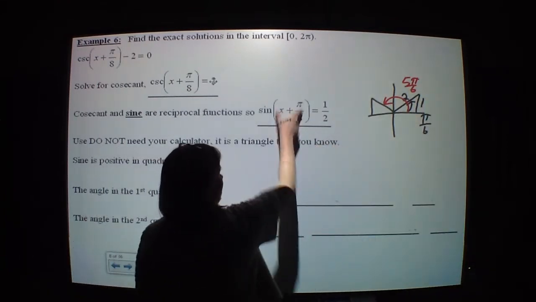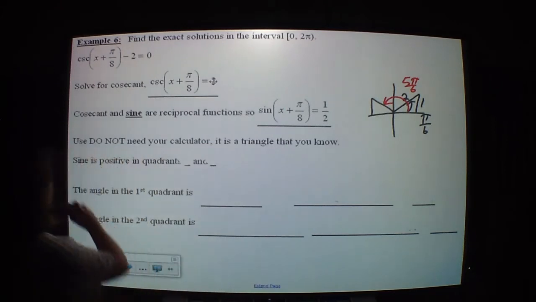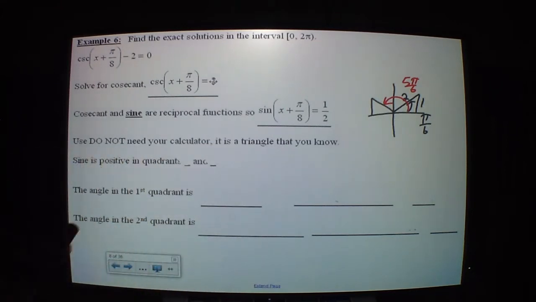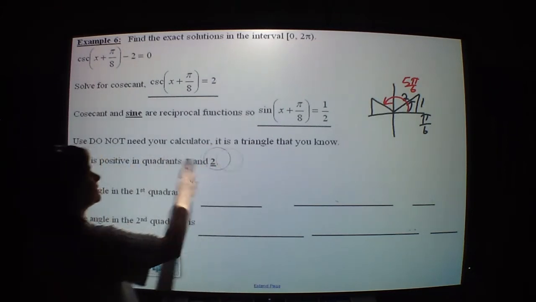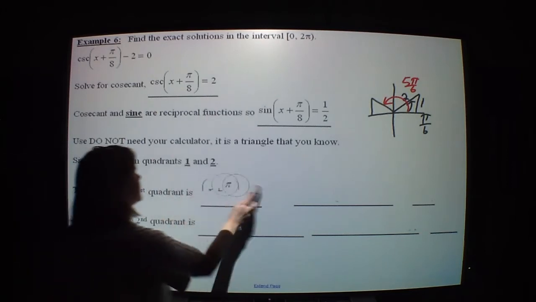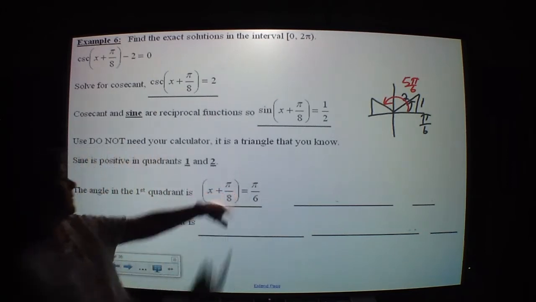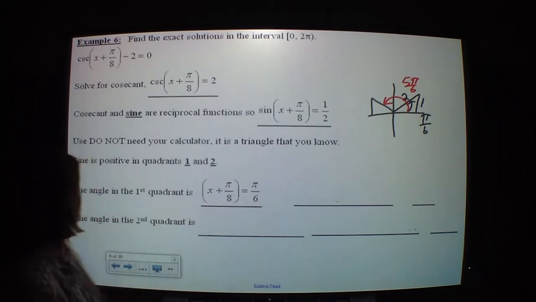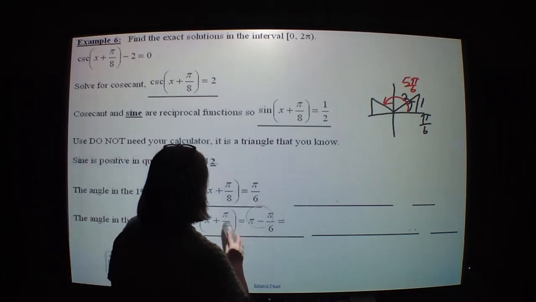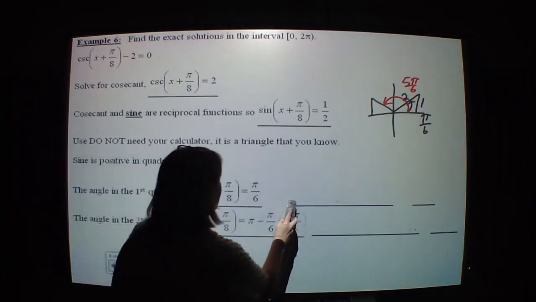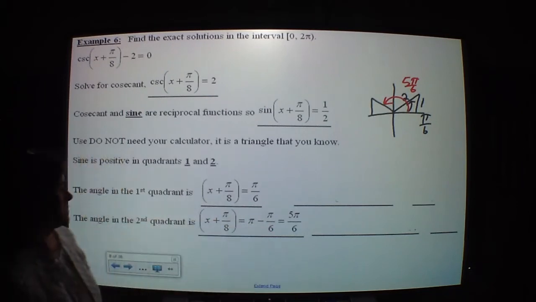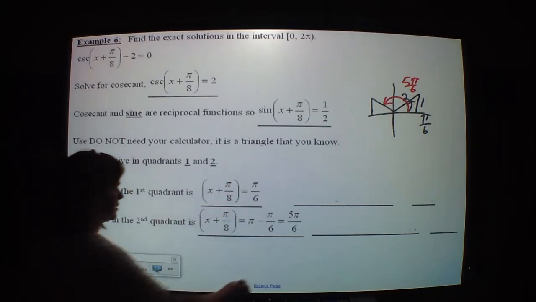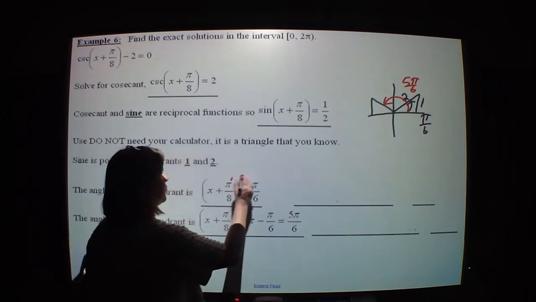But that's this angle, not what x is. So here's what I said. Positive in quadrants 1 and 2, the angle in the first quadrant is pi/6. In the second quadrant, I said that your angle was 5 pi/6. Your angle is x plus pi/8. So this is what I want to solve. I want to move that to the other side.